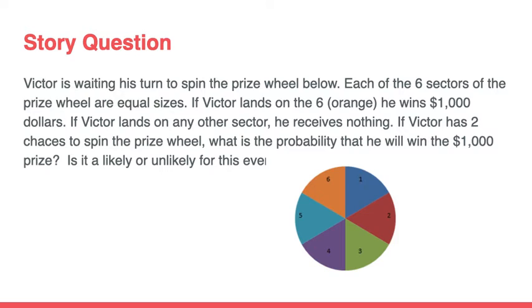For the story question for this lesson, the question is: Victor is waiting his turn to spin the prize wheel below. Each of the 6 sectors of the prize wheel are equal sizes. If Victor lands on 6, orange, he wins $1,000. If Victor lands on another sector, he receives nothing. If Victor has 2 chances to spin the prize wheel, what is the probability he will win the $1,000 cash prize? Is it a likely or an unlikely event?